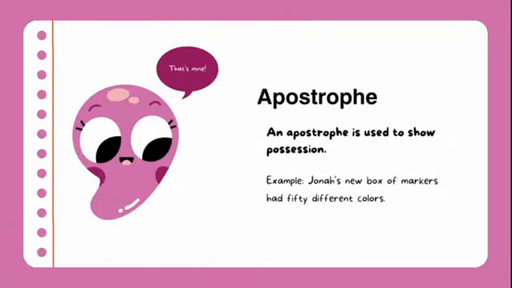We also have the apostrophe, and apostrophe is used to show possession, that something belongs to you. For instance, you can say, Jonah's new book of markers had 50 different colors. So you can see the noun Jonah, there is something like a full stop before the s. That's what we call apostrophe to show possession.